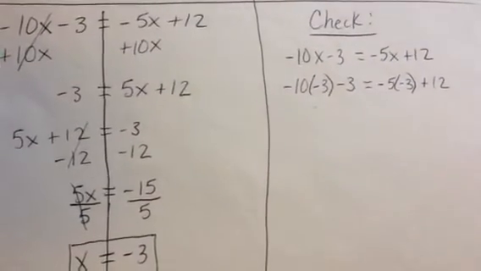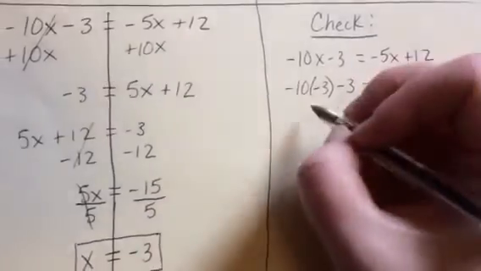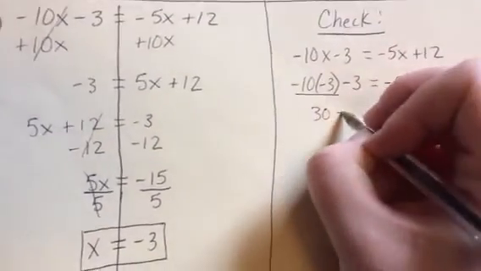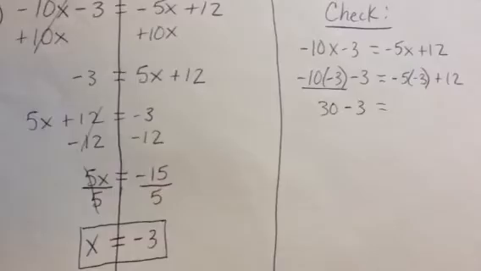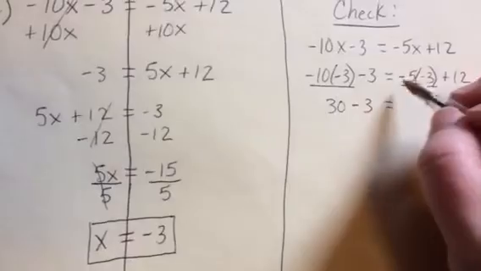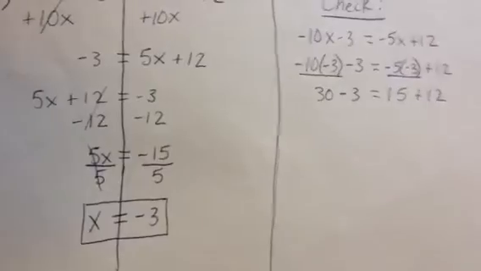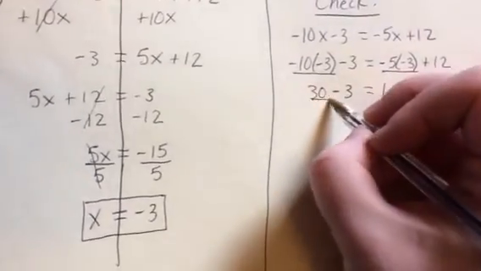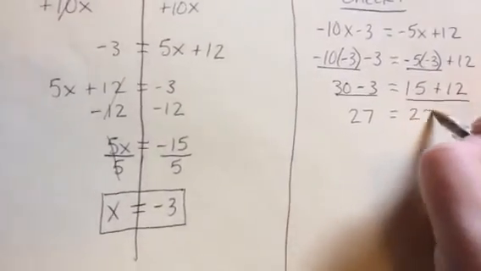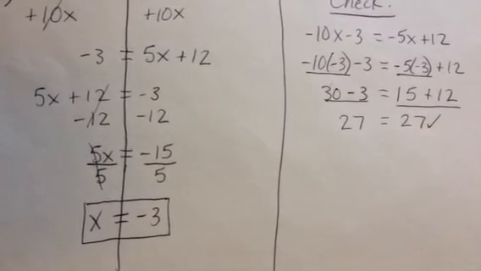Again, we're back to using the correct order of operations. We're going to do multiplication before subtraction on the left. So negative 10 times negative 3, careful, is a positive 30. Bring down that minus 3. On the right side, I'm going to multiply before I add. So we have negative 5 times negative 3, which is positive 15. Bring down my plus 12. And then on both sides, when I do that last step, I'm going to get 27. So again, we know we did our job correctly because we got the same answer on both sides. It made our equation true.